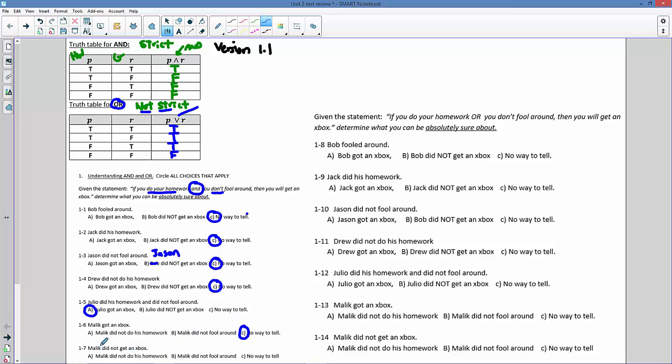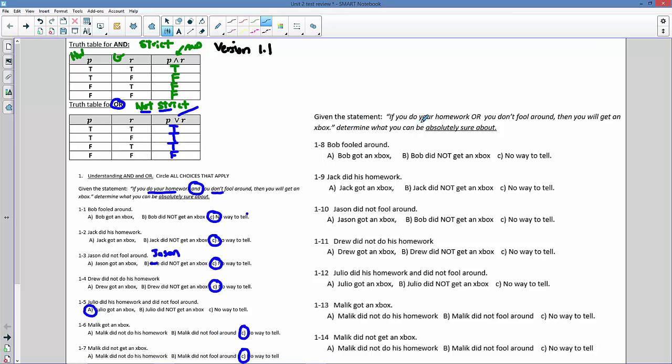Okay, and then it says here Malik did not get an Xbox. Again, we don't know what happened, so really there's no way to tell. Because we know there's no way he did both of them, but it says Malik did not do his homework. Well, I don't know that that's true. And it says Malik did not fool around. I don't know that that's true either. One of them has to be true, but I don't know which one would be true. It could be either one. So again, kind of a trick question there.